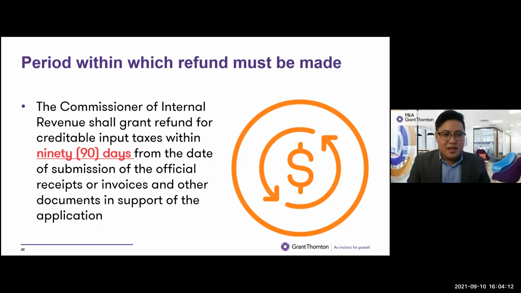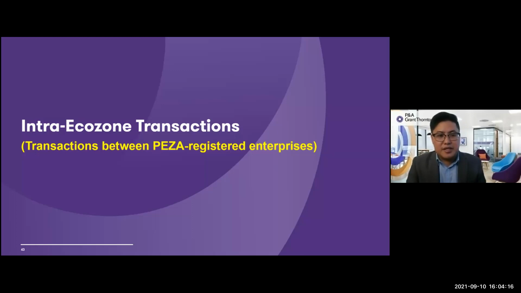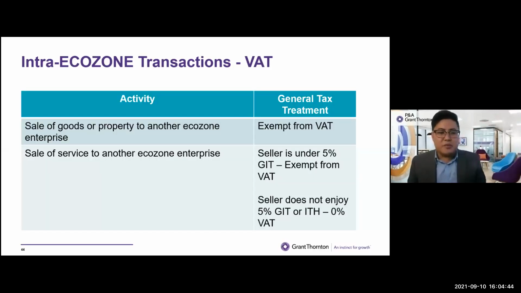Okay. So what happens now when it comes to intra-Ecozone transactions? These are transactions between PEZA registered enterprises or PEZA registered companies. This is common among manufacturing companies within PEZA, no? So there are locators in the Ecozone wherein their business model is to provide raw material for another PEZA registered company who does the actual export abroad. So what happens in these intra-Ecozone transactions? Of course, when it comes to sale of goods or property to another Ecozone enterprise, it is exempt. It is exempted from VAT. No? So there is no VAT on sale. There is also no VAT on the purchase.